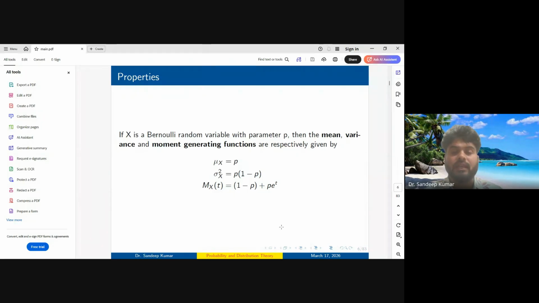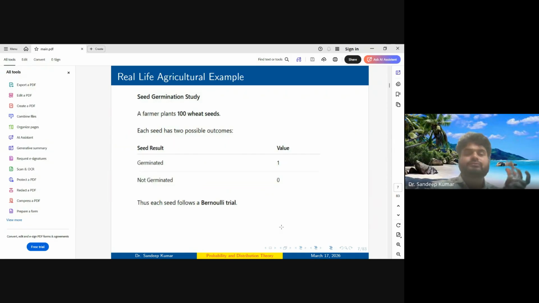P(1 minus P). And the moment generating function, basically, is the function that calculates the mean and variance of that distribution. So the moment generating function of the Bernoulli distribution is 1 minus P plus P e^t. And now a real life agriculture example of the Bernoulli distribution.